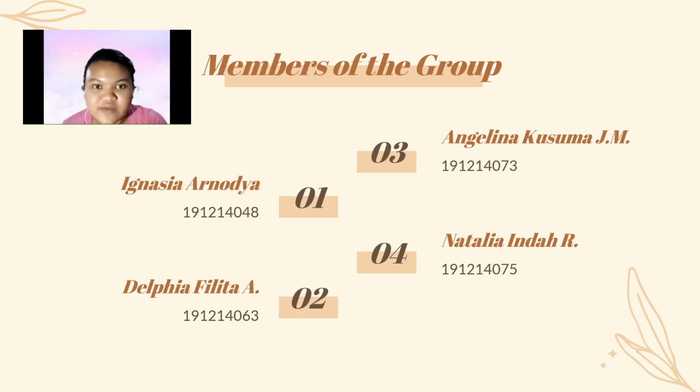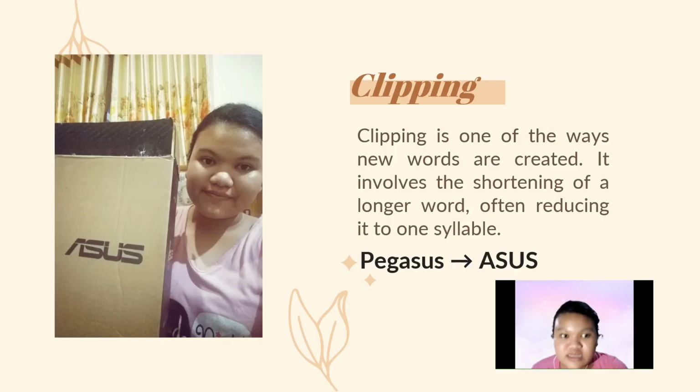Please enjoy our presentation. The first morphological phenomenon we have found is clipping. The meaning of clipping is one of the ways new words are created. It involves the shortening of a longer word, often reducing it to one syllable. An example of a word that we found directly is ASUS. ASUS is one of the world's 5th largest corporate brands that manufactures PCs, laptops, netbooks, etc.